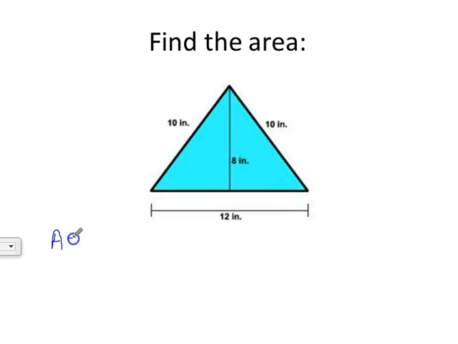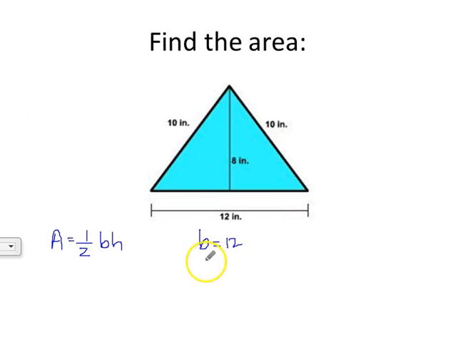So just a reminder, area equals 1/2 base times height. So what is the base of this triangle? It's 12. It's the length from here to here. That's our base. And what is the height of this triangle?